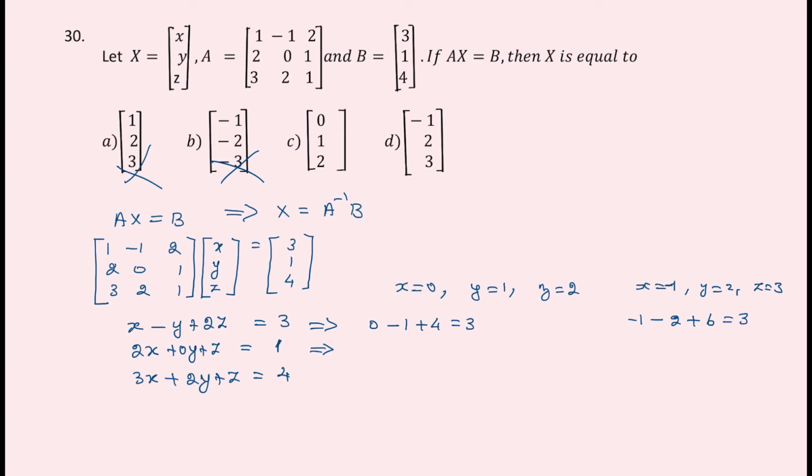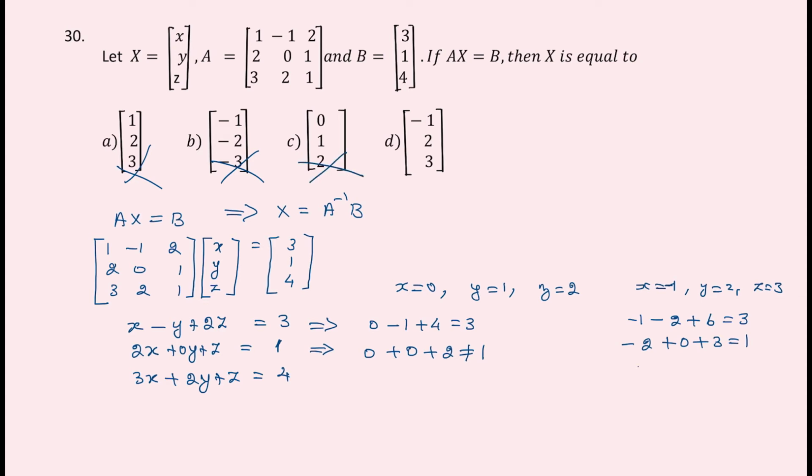Let us go to the second equation. C option, I am substituting 0, 0, 2, is not 1. It doesn't satisfy. Let us check the D option. Minus 2, 0 and 3 is 1. Yes. So C option is not true because the second equation is not satisfied.